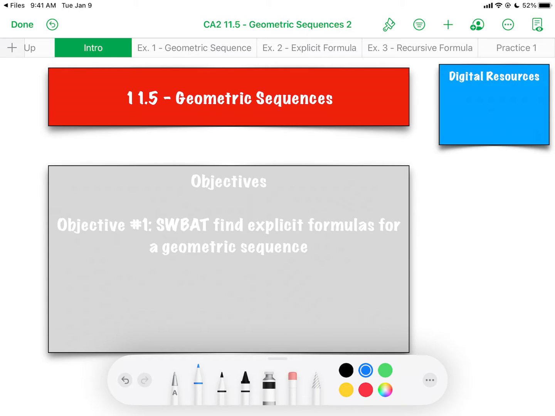Okay, so now we're going to move to a geometric sequence. All right, so arithmetic sequence, we were repeatedly adding or subtracting the same number to go from one term to the next. Geometric sequence is going to be a little different. We'll look at how we can find explicit formulas for this, and actually I've got recursive in there as well.